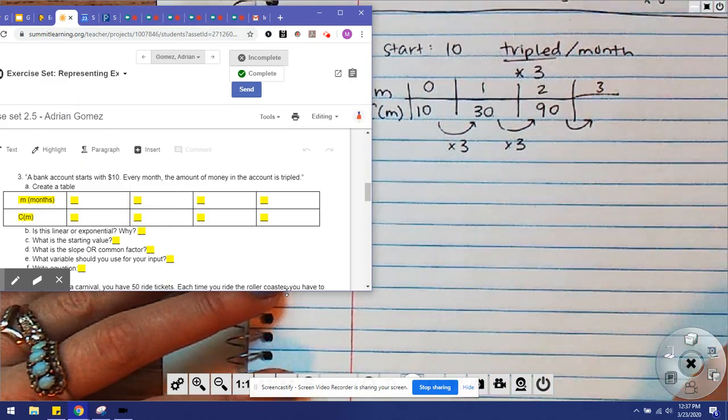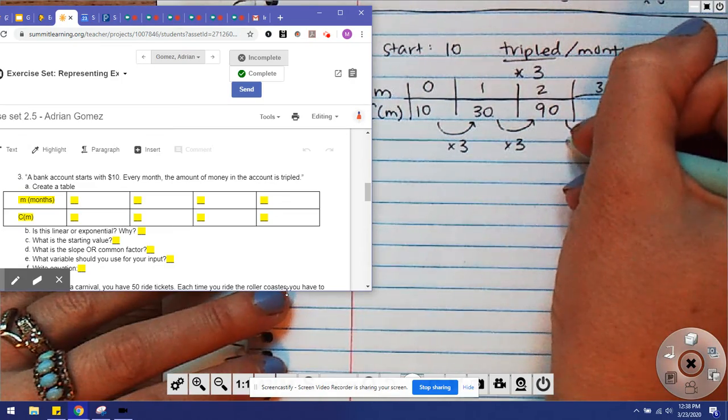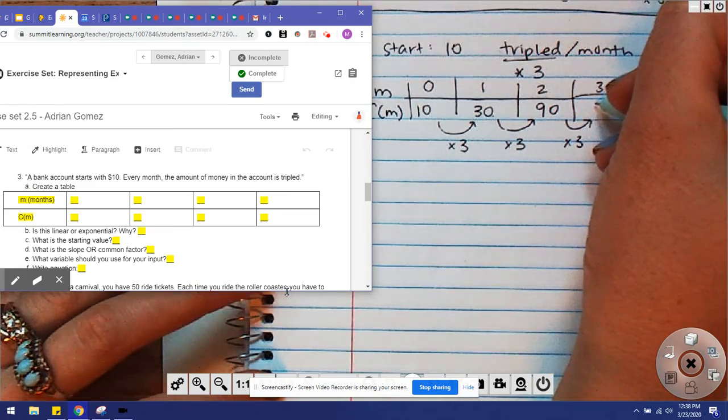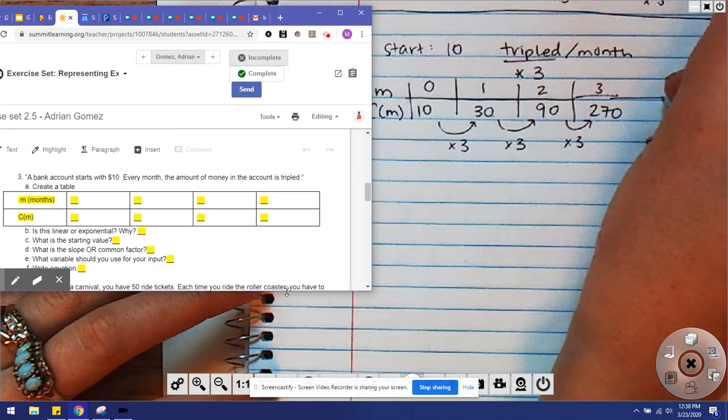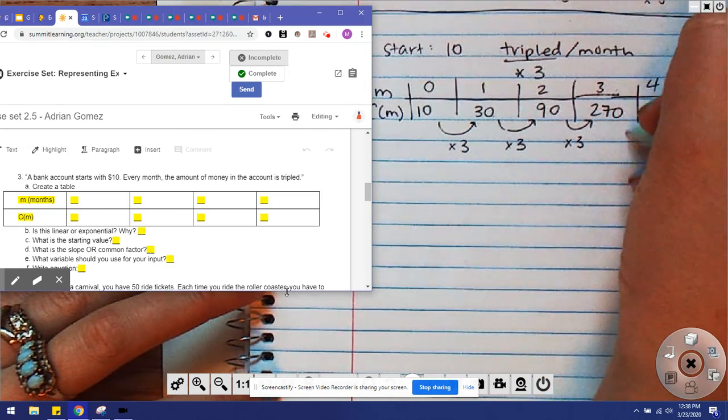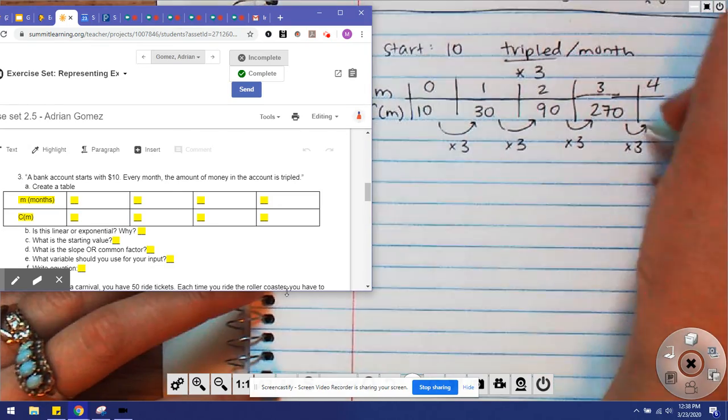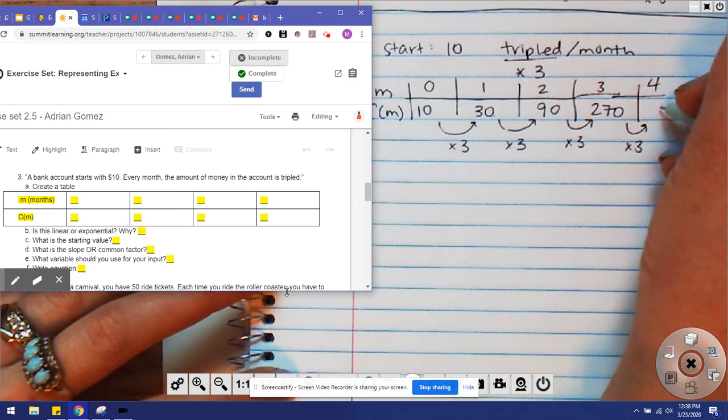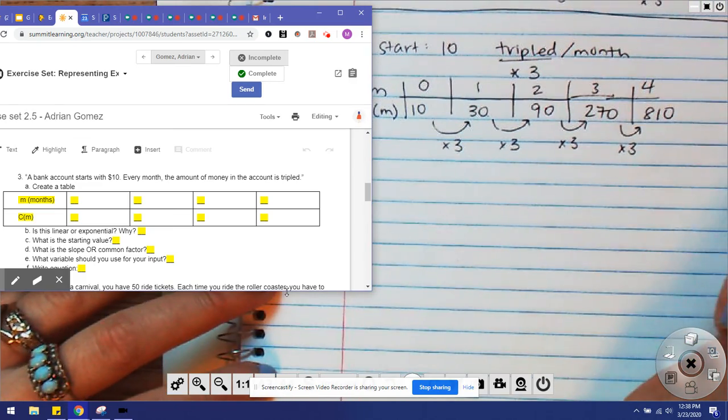After 3 months, I'm continuing the pattern here. I'm multiplying by 3, which gives me 270. And then after 4 months, I do the same thing. I take this 270 and I multiply it by 3. I end up with $810.